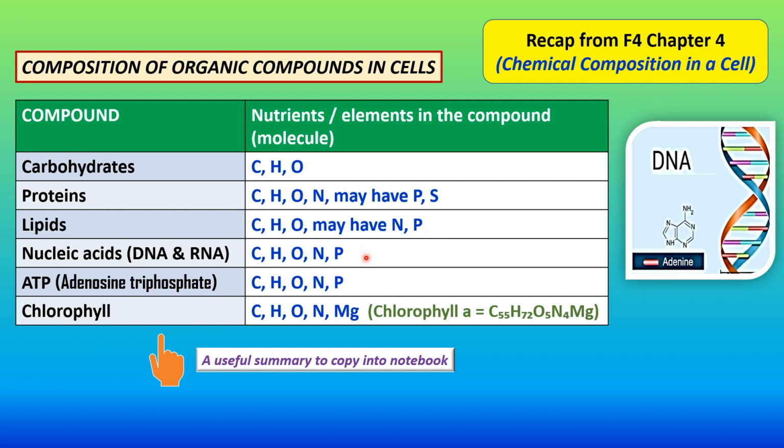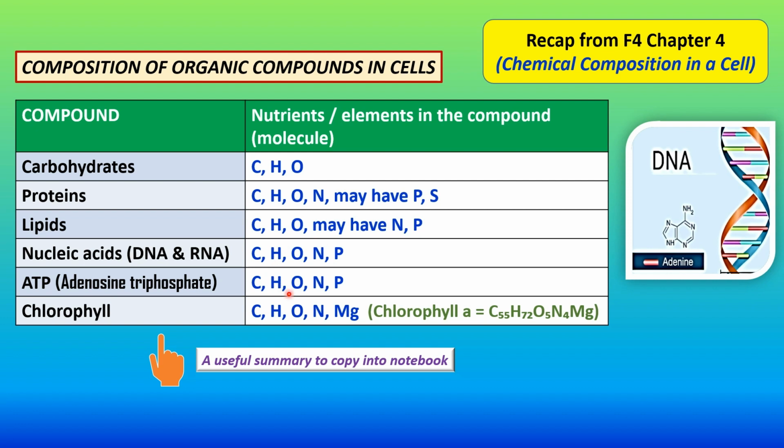Nucleic acids have CHON and P. Remember, the nucleic acids are DNA and RNA, and they consist of nucleotides. The basic unit is the nucleotide, which has three parts: the phosphate group, the sugar, and then the nitrogenous base. So the nitrogenous base has the N, nitrogen, and the phosphate group has the P, phosphorus.